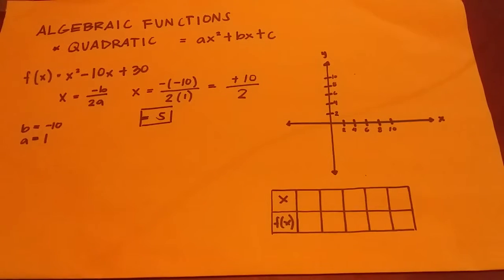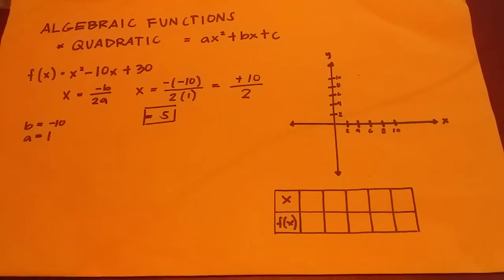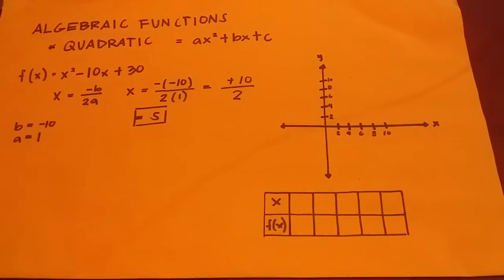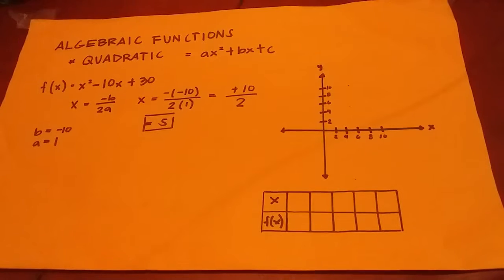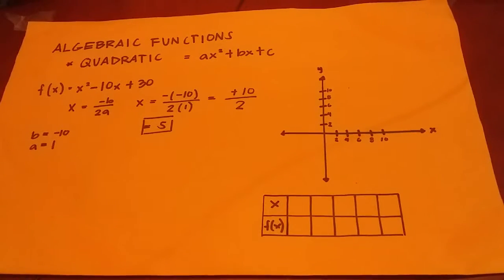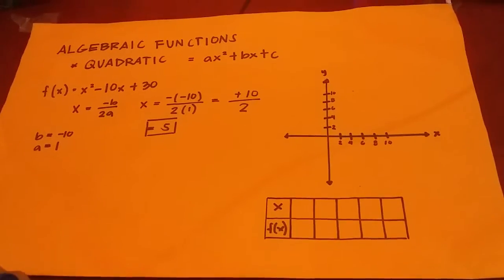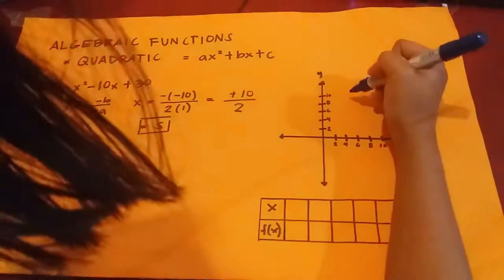The axis of symmetry will be the line to split my graph, so my vertex has to be on this line. So now let's have a graph. Since I have my axis of symmetry, which is 5, this will split my graph. So this is x equals 5.